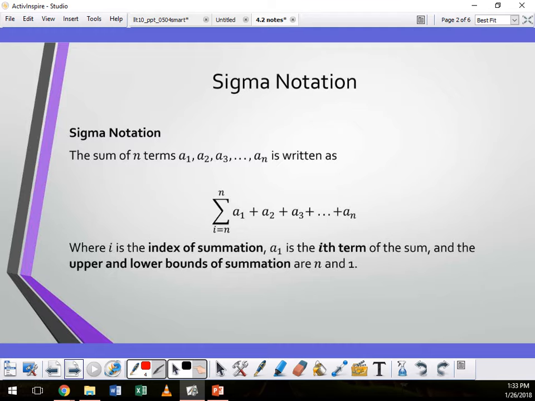Now, the sum of n terms a1, a2, a3, all the way to an is written as the sum from i equals 1 to n. So we're going to plug in n for what i has to be at the nth term. Where i is the index of summation. a_i is the ith term, so that's going to be my first term for this one, or whichever term I'm starting off with, and the upper and lower bounds of the summation are n and 1.